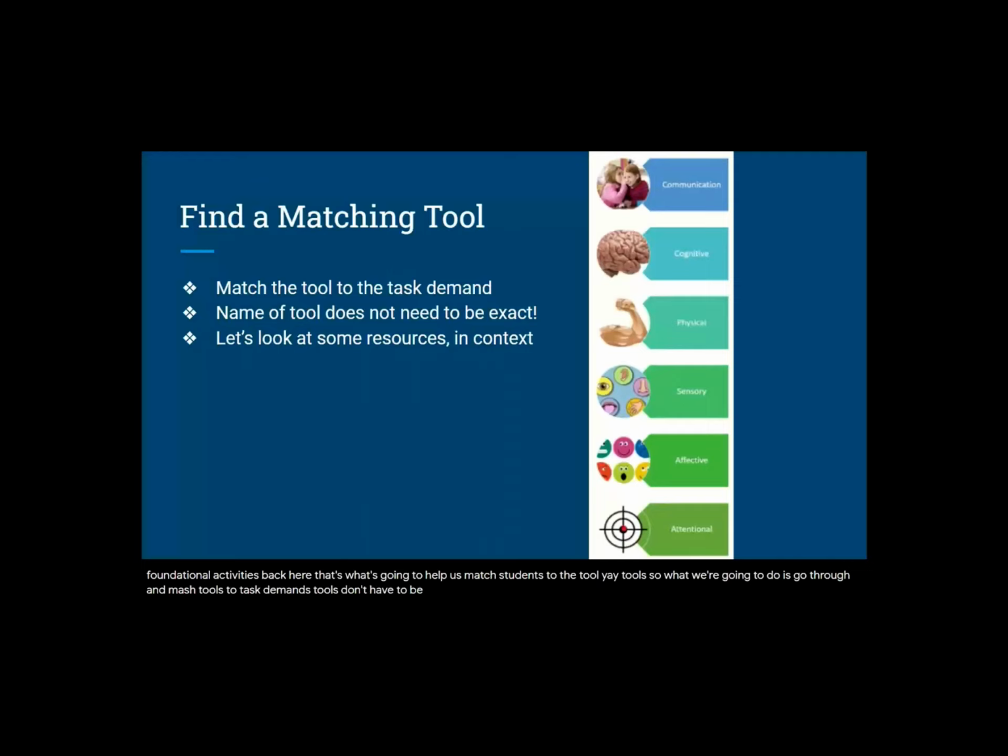Tools don't have to be exact. I think this is one thing with assistive technology where people really go for the brand name because it's the thing we know. But sometimes it's useful to say, I need a tool that does X, Y, Z to support these skills. I need a tool that helps me maintain my posture while typing at a desk. And then it's kind of cool. There are some ways to work backwards from that to find what you need.